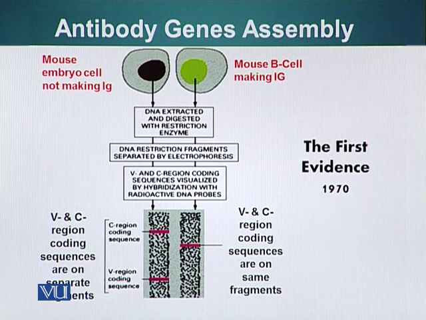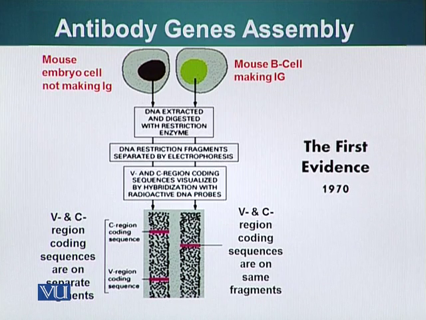A mouse embryo, an immature mouse cell which was not making an Ig molecule, immunoglobulin molecule, and a mouse B cell making an immunoglobulin molecule. DNA was extracted from both these cells and digested by restriction enzymes. I hope you remember we have talked about restriction enzymes. Their DNA was run on an agarose gel by electrophoresis, transferred to a membrane, then hybridized by a DNA probe, which contained both V and C regions.